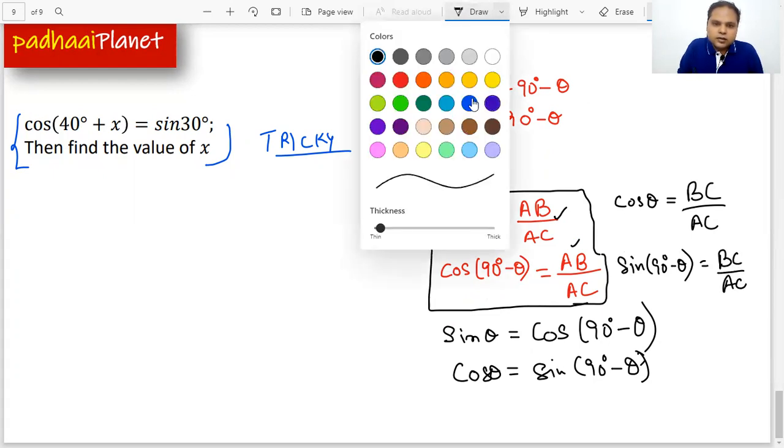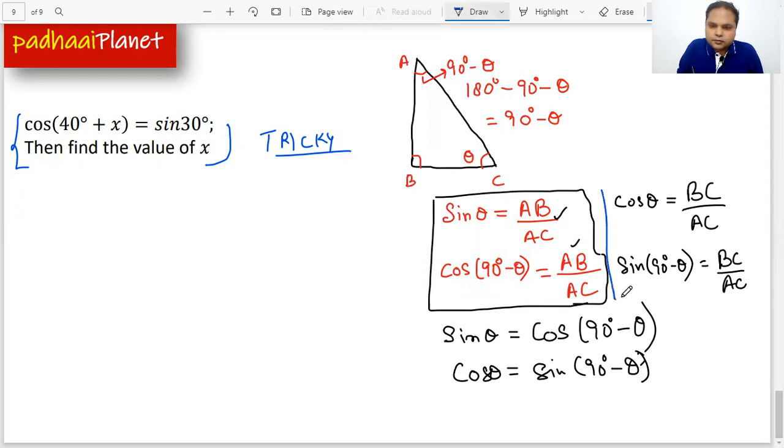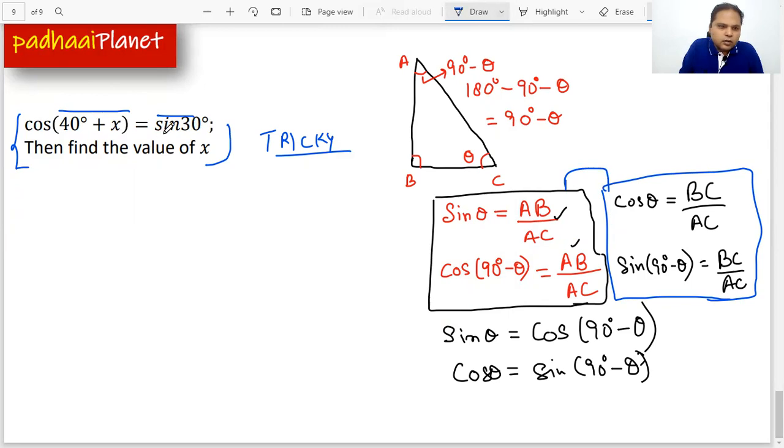Now this is what we are going to use here. Here we have cos(40 degree plus x), and we have sine 30 degree also. So we'll apply these tricks on sine 30 degree, right? And we will then find out the value of x from here.